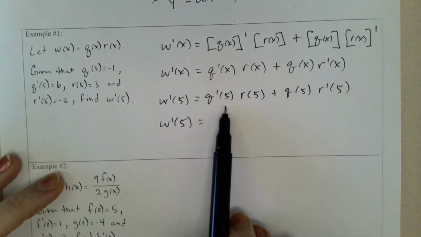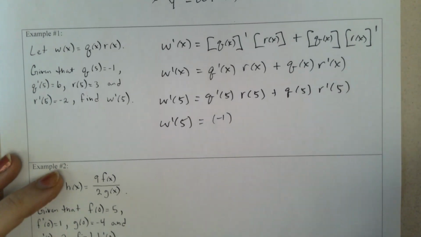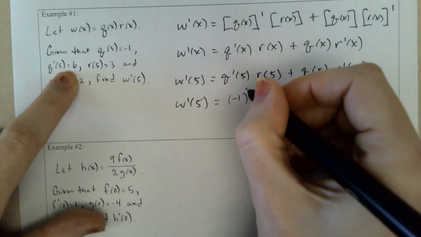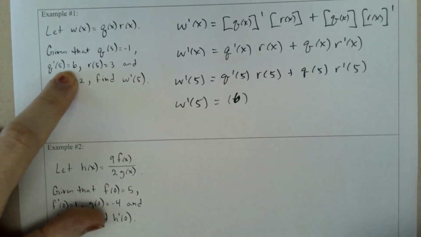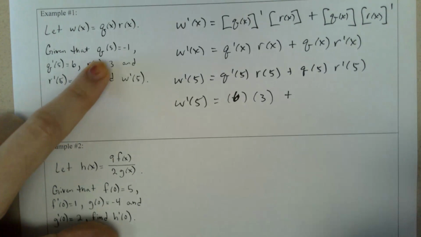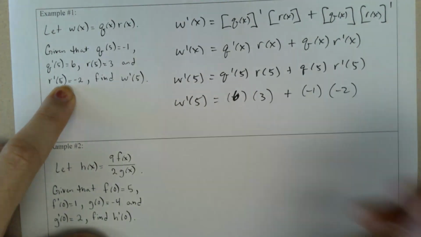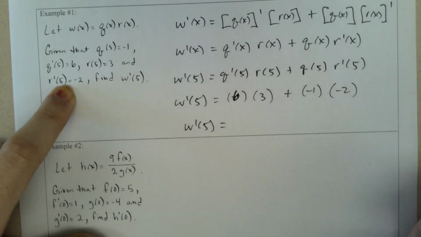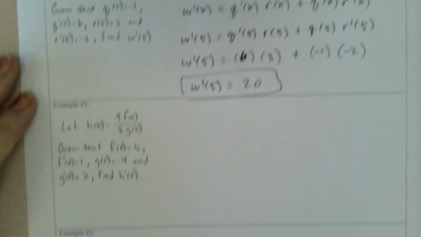So w prime of 5. Did they give us q prime of 5? Yes. That's -1. No. Q prime of 5 is 6, my bad. So q prime of 5 is 6. R of 5 is 3. Q of 5 is -1. R prime of 5 is -2. So that's 18 plus 2. All right, so that's w prime of 5.